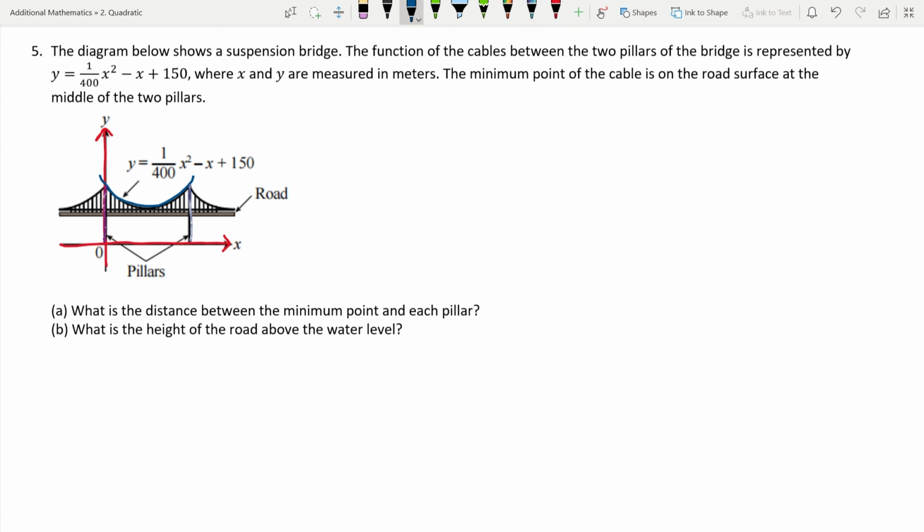A. What is the distance between the minimum point and each pillar? The minimum point is over here at the axis of symmetry of the curve. The distance between the minimum point and the pillar is over here. It will be the same for both sides. Hence, to find the distance, we need to find the axis of symmetry. But before that, we need to express the curve in vertex form.